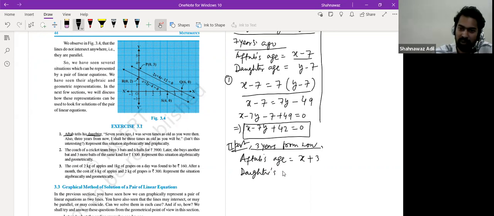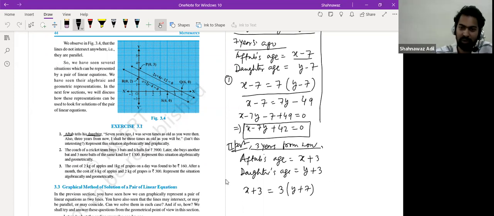X plus 7. Sorry, Y plus 3. Right. And what is the relation that they have given? Aftab's age will be 3 times his daughter's. So this is the relation that they have given, right?